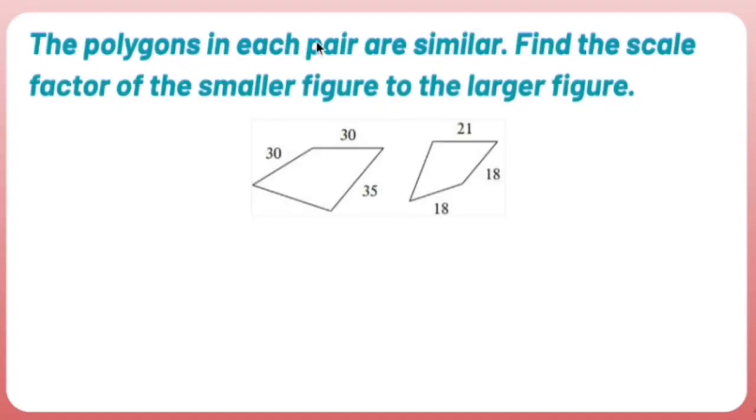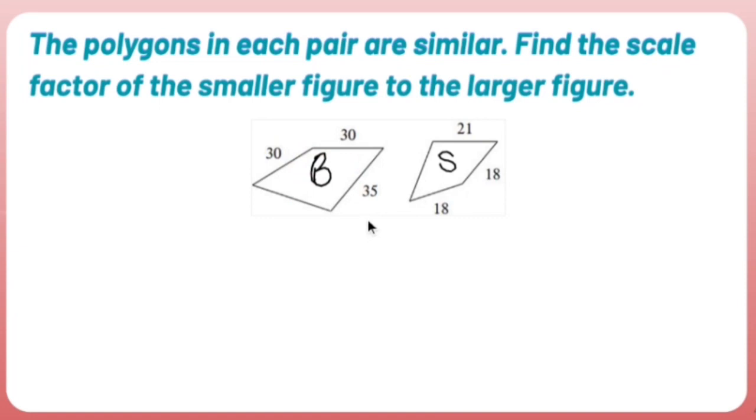The polygons in each pair are similar. Find the scale factor of the smaller figure to the larger figure. All right, so the scale factor is basically a ratio of small to big. This is the smaller figure. This is the larger figure. I put B for big, not L for large. Don't know why I did that. But too late. Biggie Small is the rapper.